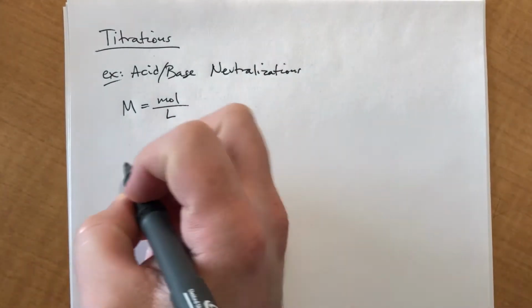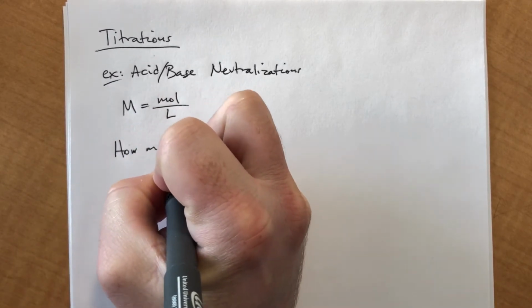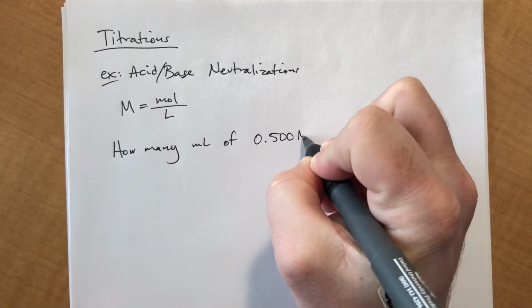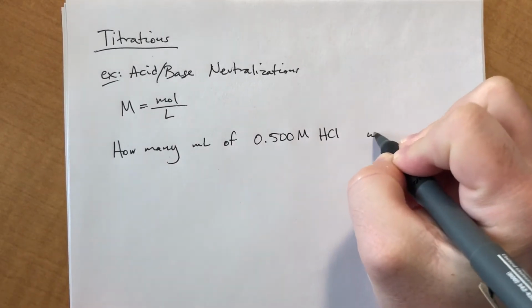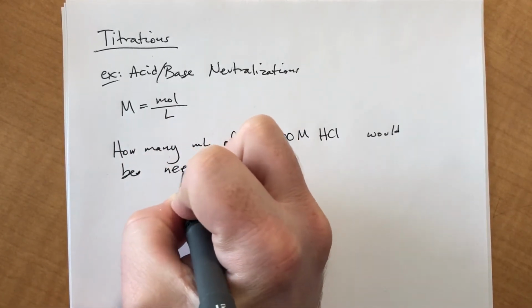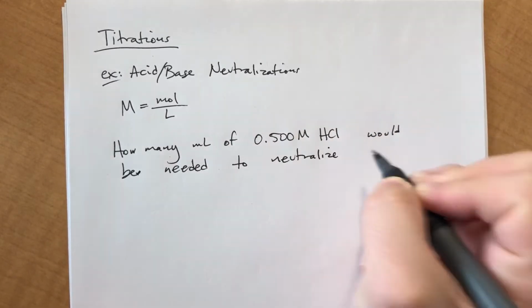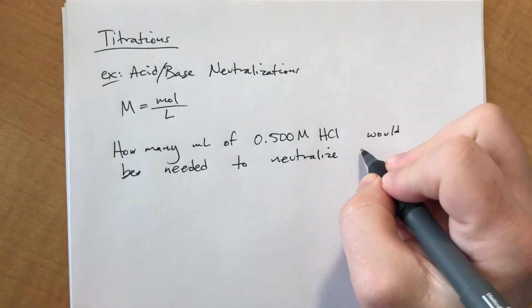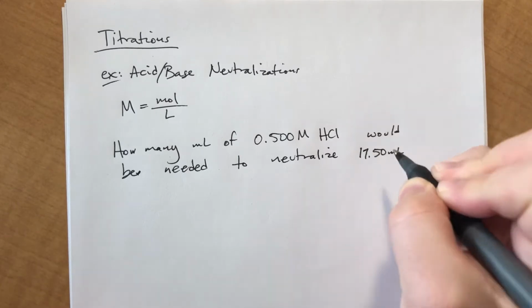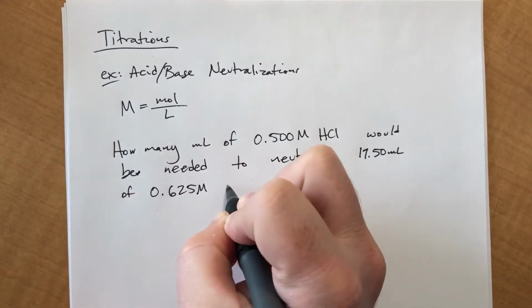Okay, so we want to know how many milliliters of 0.500 molar HCl would be needed to neutralize, let's say, 17.50 milliliters of 0.625 molar KOH.